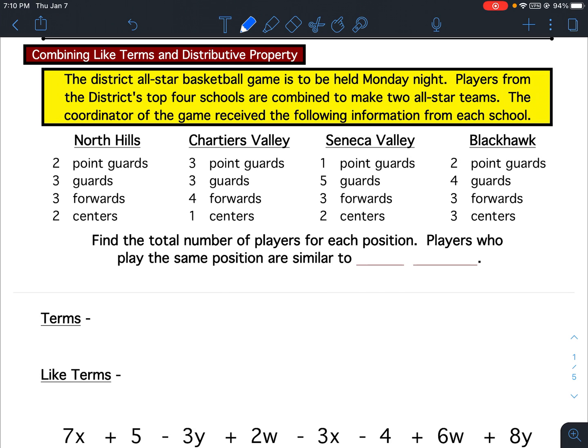Now we want to find the total number of players for each position. So let's find the total number of point guards, which means I'm going to add up those 4 numbers. So 2 plus 3 is 5, plus 1 is 6, plus 2 is 8. So that would be 8 point guards. Then we're going to find the total number of guards. 3 plus 3 plus 5 plus 4 would give us a total of 15 guards.